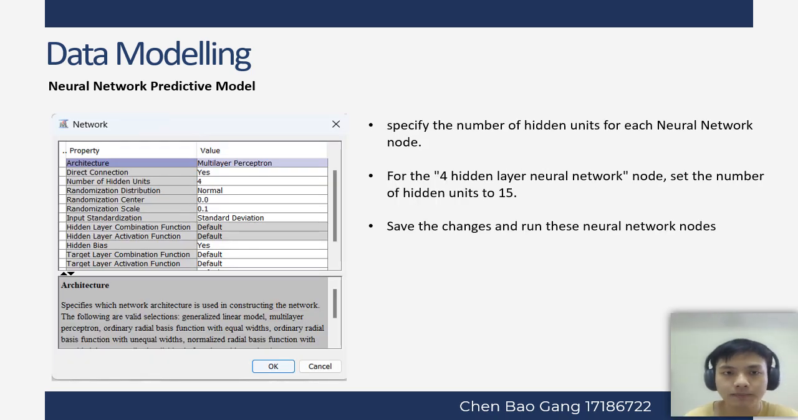Next, we set parameters in each neural network node. First, click Network in Property. Specify the number of hidden units for each neural network node. For example, for the 4 hidden layer neural network node, we set the number of hidden units to 4. Lastly, we save the changes and run this neural network node.